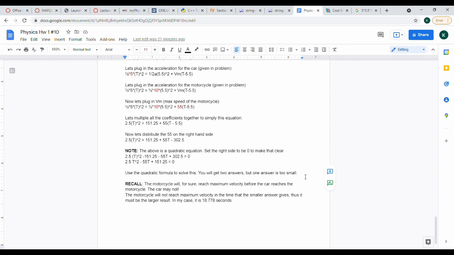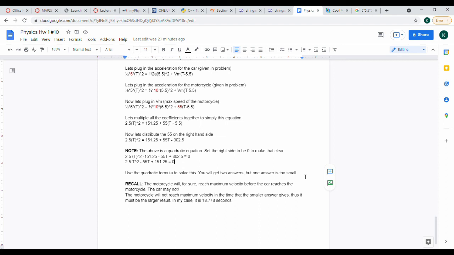Now, how do you know which answer to use? It's the bigger answer. Why is it the bigger answer? Because remember, we said near the beginning that the motorcycle will, for sure, reach maximum velocity before the car reaches the motorcycle. So if the motorcycle will reach maximum velocity, the time has to be greater than the time it takes the motorcycle to reach maximum velocity. In my case, the time for the motorcycle to reach maximum velocity was about 5.5 seconds. So our answer cannot be smaller than that. So it has to be the bigger number.